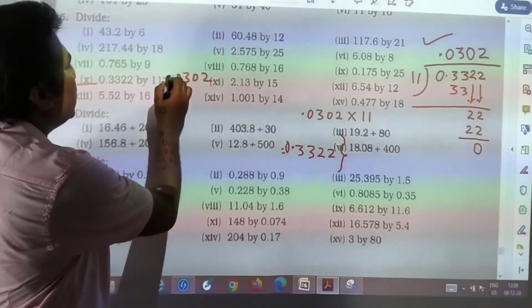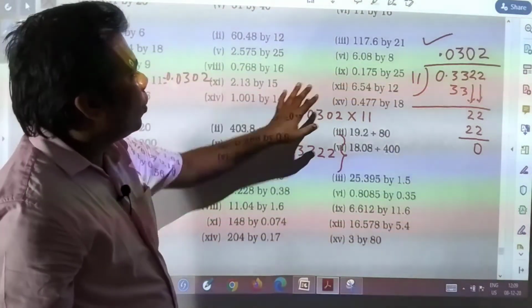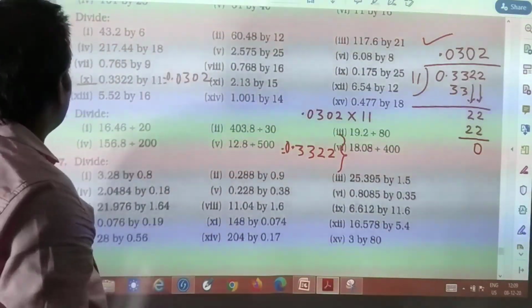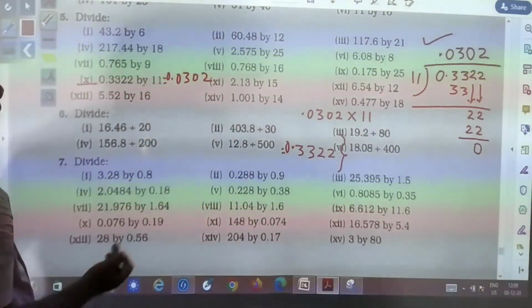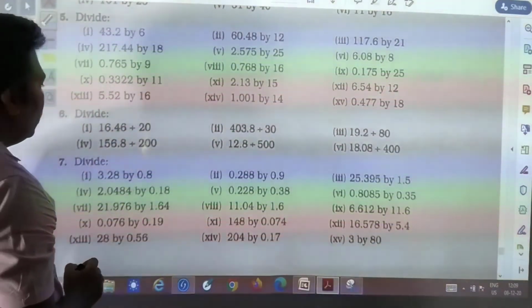Before this 0 you can put by yourself. So in this way all the questions you need to solve by yourself, and even you can check your answer also.